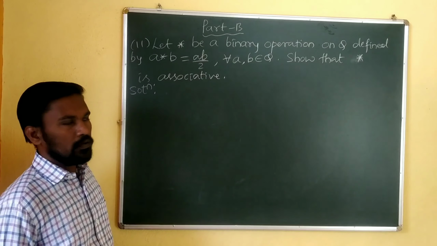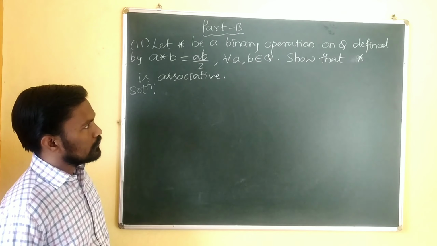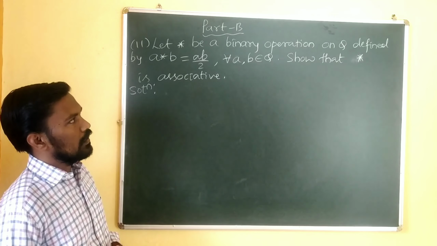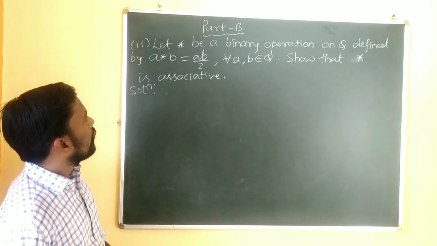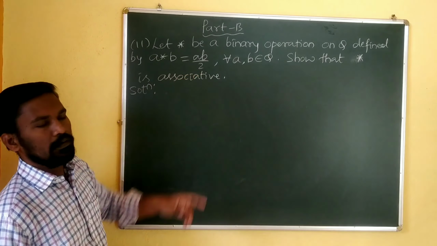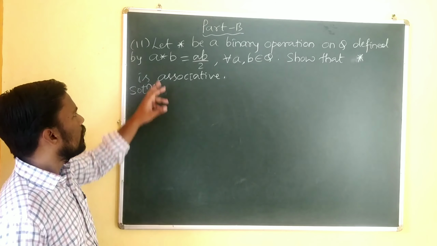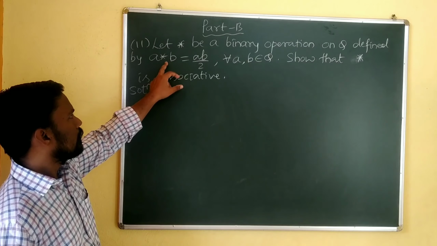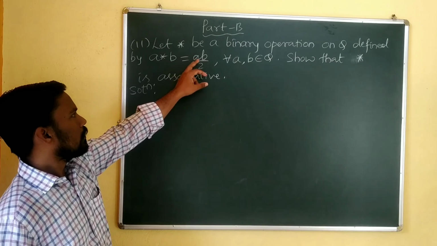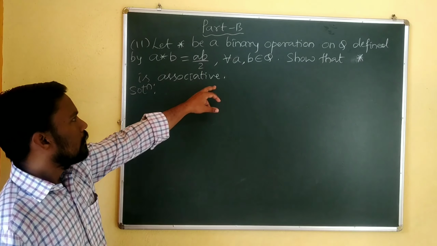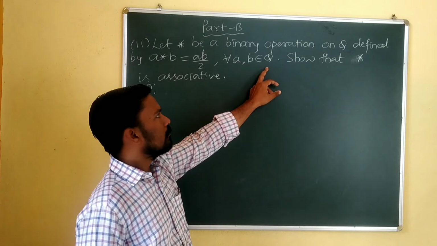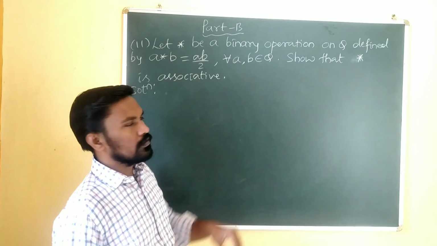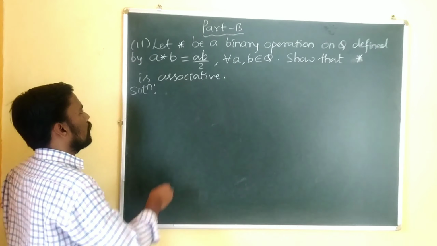Let star be a binary operation on Q, where Q means the set of rational numbers, defined by a star b is equal to ab divided by 2. Here a and b are two numbers in general, and a star b is nothing but the product of the two numbers divided by 2, where a and b are again rational numbers. Then show that star is associative.